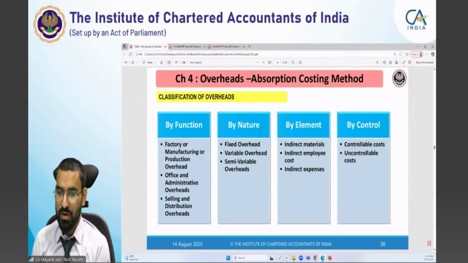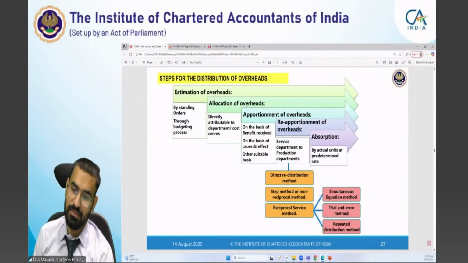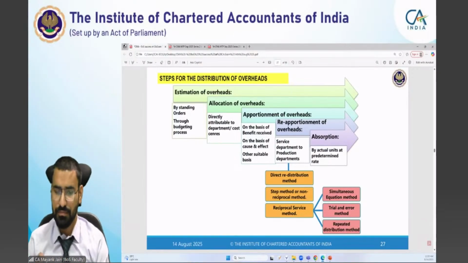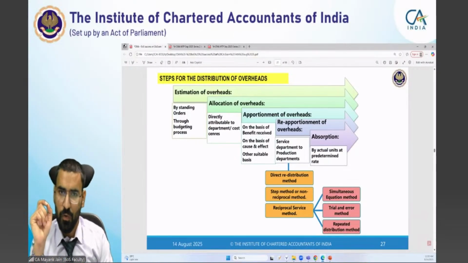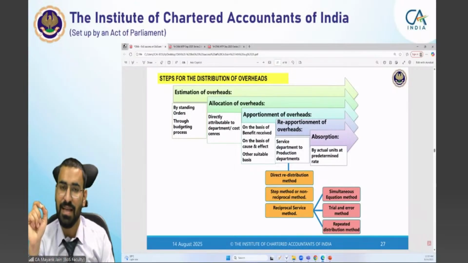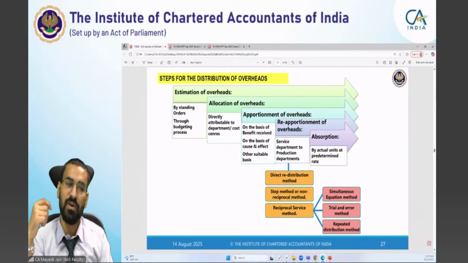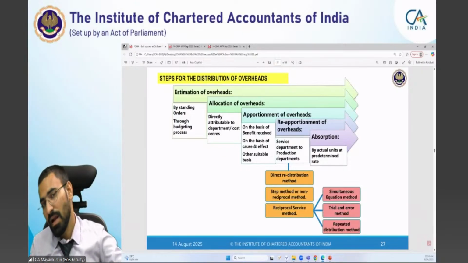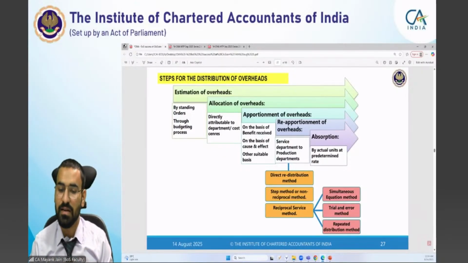Overheads is already covered. We've already covered what is the difference between allocation of overheads, apportionment of overheads, and the absorption of overheads, and further the reapportionment of overheads. So you have to understand the difference between these three terms, or I can say the four terms.